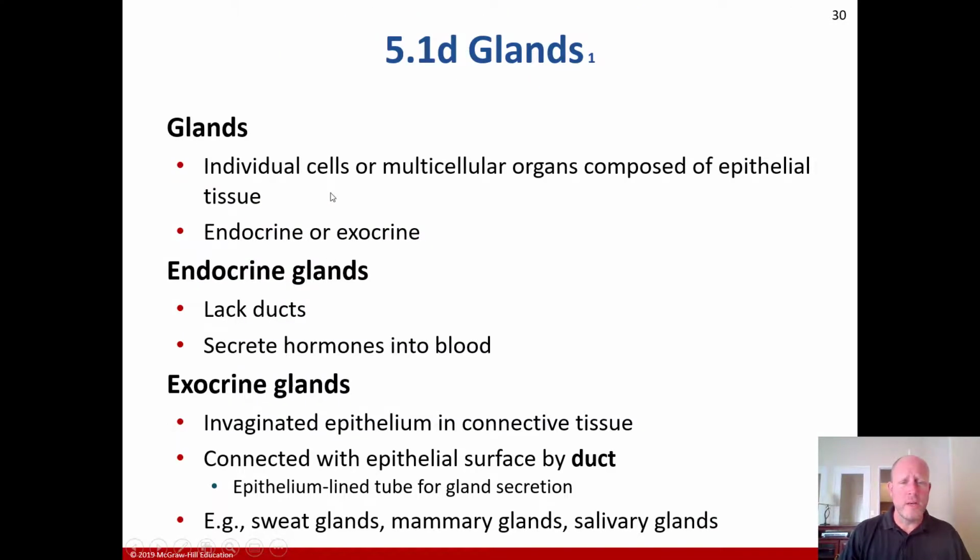As far as glands, glands are individual cells or multicellular organs composed of epithelial tissue. They're endocrine or they're exocrine. We often talk more about endocrine, but we also have exocrine. Endocrine glands lack ducts. They secrete hormones into the blood, right? Exocrine glands are invaginated epithelium in the connective tissue. They're connected with the epithelial surface by ducts, like the sweat glands, mammary glands, and salivary glands.